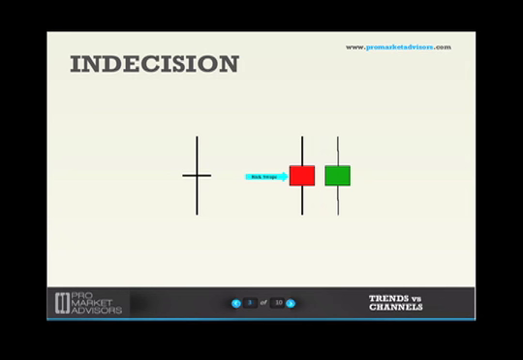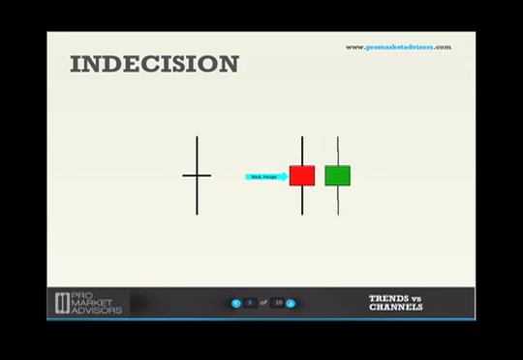Now, here's the thing to keep in mind. Because the body's relatively small, the color of the body's not that important. It's just the shape of the candle that's important. So these are what we would categorize as indecision candles that require confirmation.